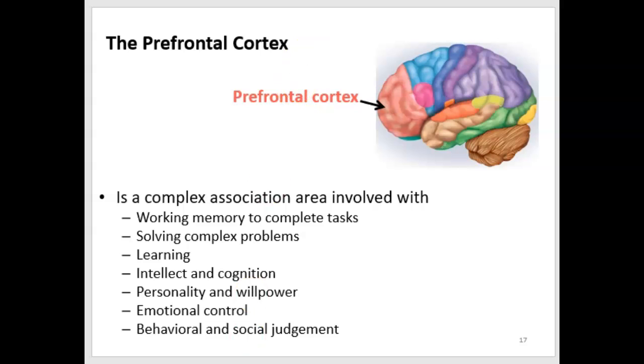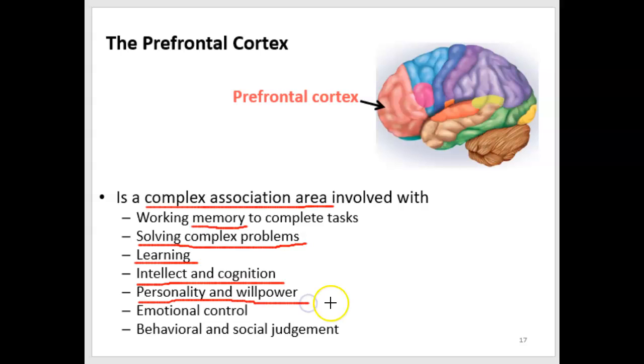I want to just take a minute to talk about this prefrontal cortex region, the pink region. It is a very complex association area. It does partake in motor control, but it is more well known for our ability to solve complex problems, which will involve memory and learning. It is involved with our intellect and how cognitively aware we are of ourself and our surroundings. It contributes to our personality and willpower.